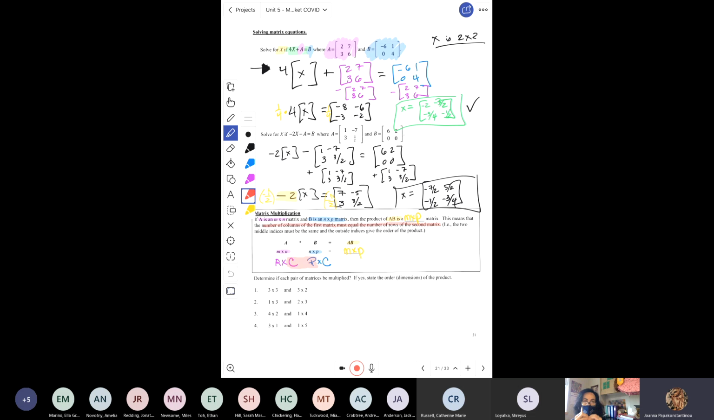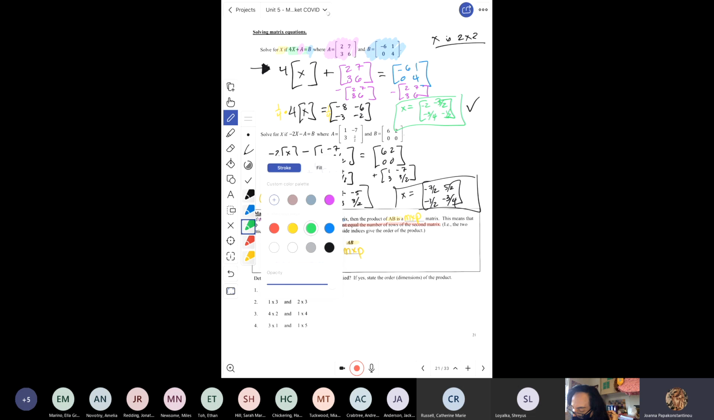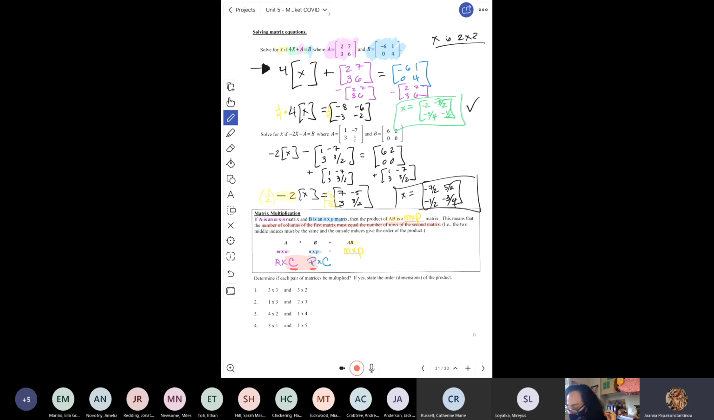Okay? I like to write the order underneath and then compare those two little inner numbers. If these two numbers are not the same, if the number of columns in the first matrix doesn't equal the number of rows in the second matrix, this matrix multiplication is not defined. You cannot multiply those matrices. Now, how am I determining what the result is going to have as its order? Is looking at those.